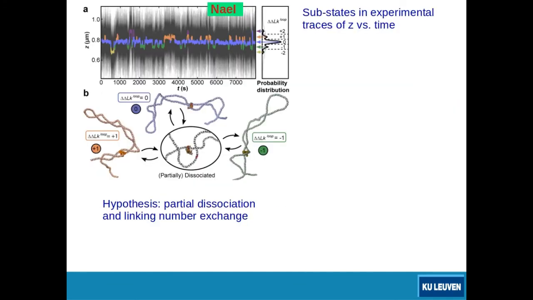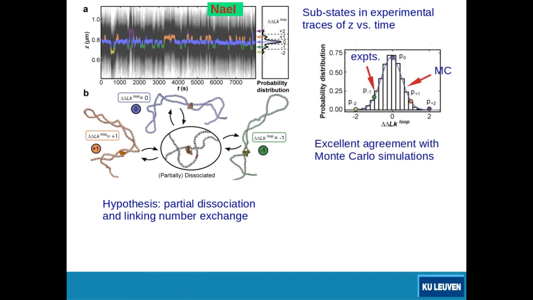We said that protein binding does not affect the average Z. However, after protein binding, we observe, in particular in the enzyme NaeI, some transitions in the traces of Z versus time. These appear as discrete steps. The interpretation is that these are partial dissociations of the protein and reassociation. Reassociation can lead to a linking number exchange between looped and unlooped domains. We can test this hypothesis using Monte-Carlo simulations.